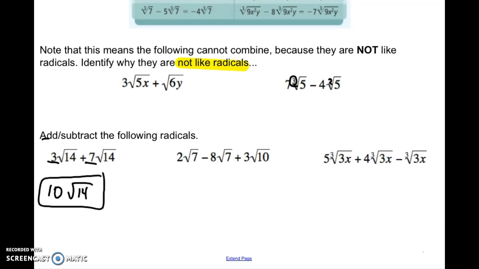In this next problem, we have 2 like terms and then 1 lonely term. Let's put our like terms together. The coefficient 2 minus 8 gives us negative 6. Keep the radical 7. And then plus 3 square root 10.